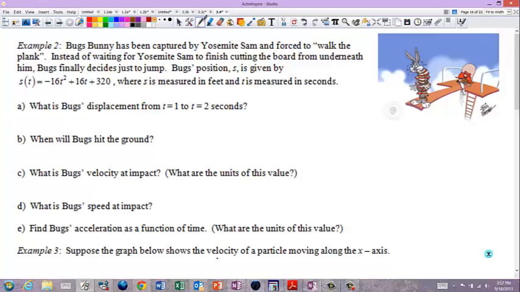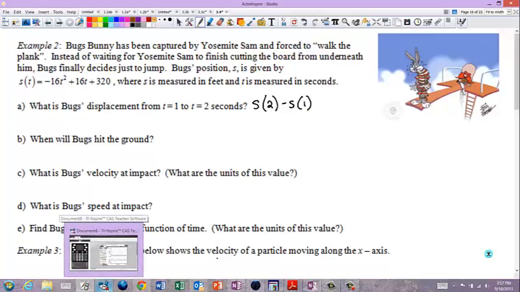Bugs' position, S, is given by the formula negative 16t squared plus 16t plus 320, where S is measured in feet and t is measured in seconds. What is Bugs' displacement from t equals 1 to t equals 2? Displacement is just S of 2 minus S of 1. I'm going to type the first one in the calculator just to make sure we know what we're doing, and then from there on we'll save time.